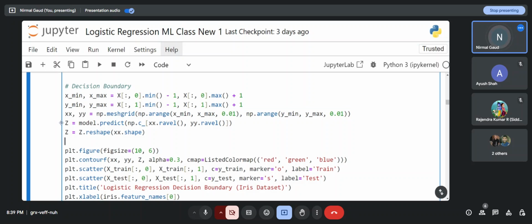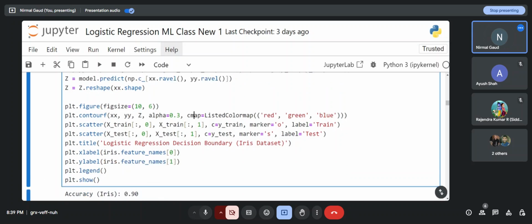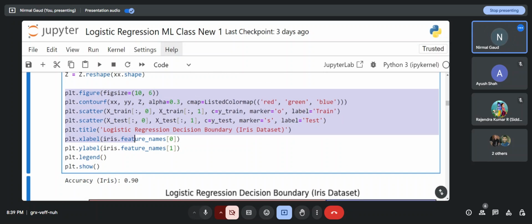Then this is the prediction Z. Ravel means you are going to flatten, that means convert the things into 1D. So flattening the X values and the Y values, and then performing the reshape. Then finally plotting.